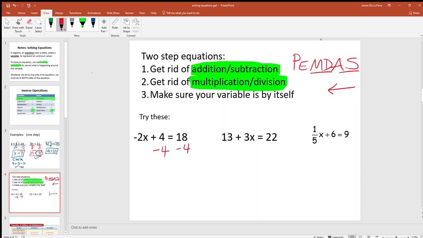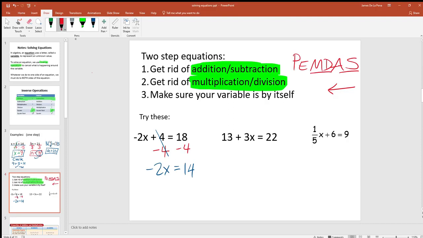Again, because it's sort of the furthest thing away from the x here. So that is going to cancel on the left. We're going to be left with negative 2x equals, on the right side, 18 minus 4. So that is 14. And then you've got a new equation now. We have negative 2x equals 14.